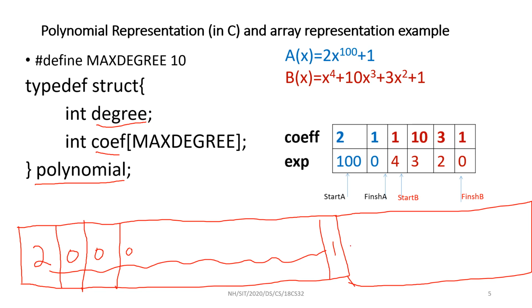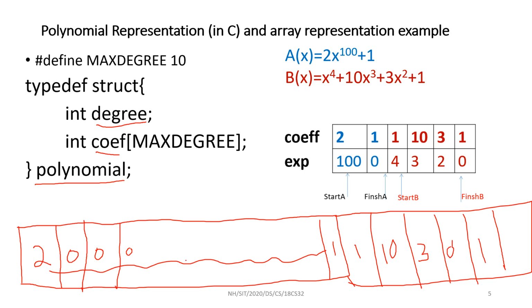Next, now we are going to store the next polynomial. What is the highest degree? 4. That many locations are created. Highest degree 4. What is the coefficient of that? 1. Next is 3. What is the coefficient? 10. What is the next one? 2. Exponent 2, coefficient 3. Next, x is not there, 0. The last one, 1. This is the thing.